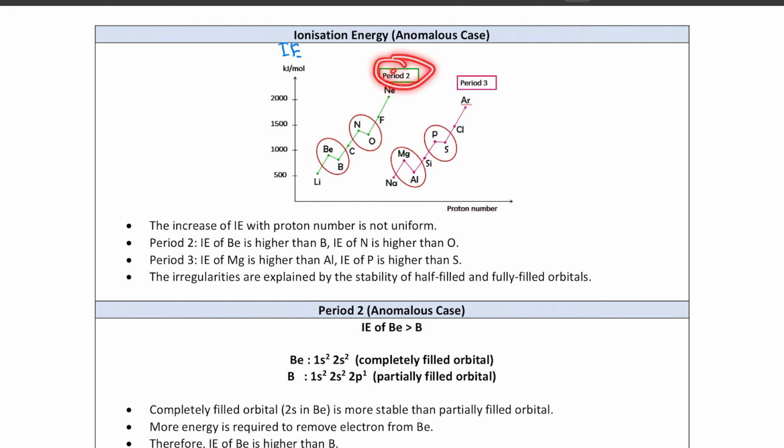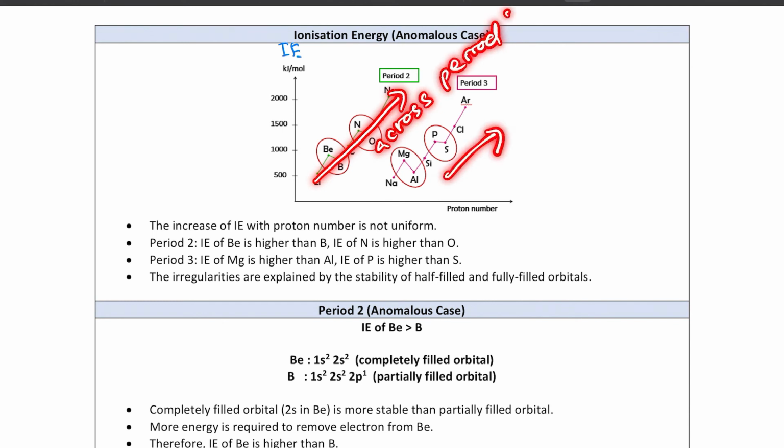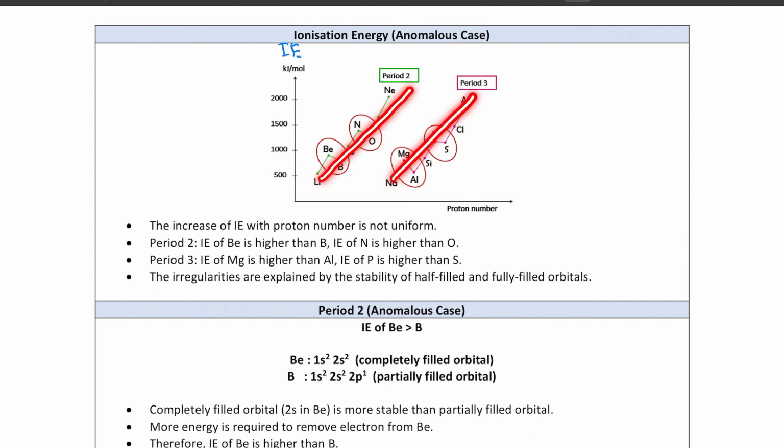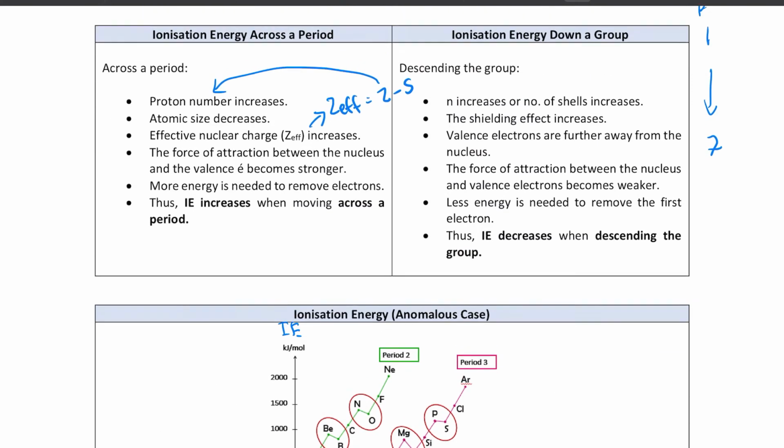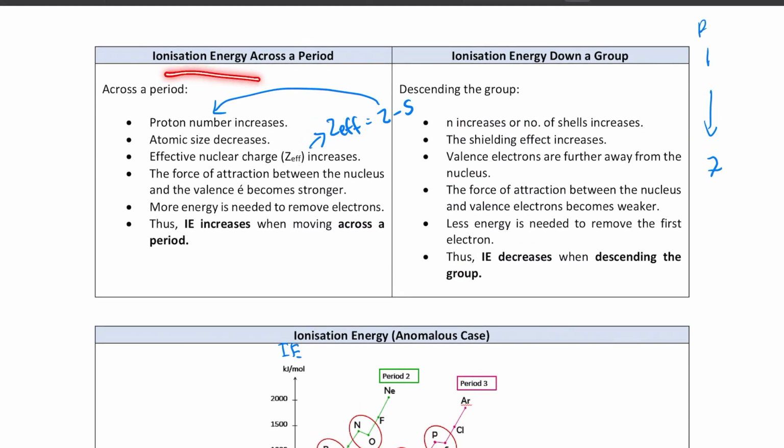So this is period 2. That means ini adalah going across a period lah sebenarnya. Okay, going across period 2, while another one is going across period 3. Okay, so kita expect, I'm expecting to see graph yang straight line macam ni lah. Okay, dia meningkat tapi straight line. Sebab apa saya expecting that? Sebab kita dah belajar tadi, ionization energy across a period akan meningkat bila moving across a period. So saya expect dia untuk straight naik meningkat macam tu.